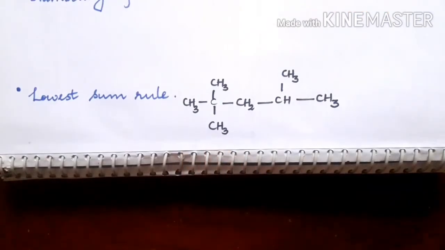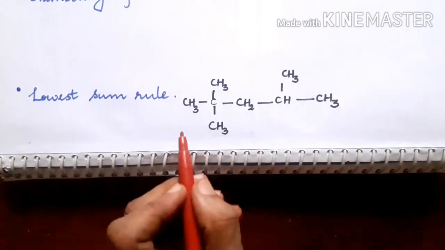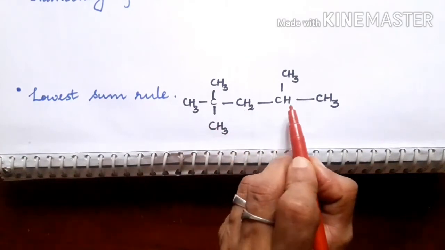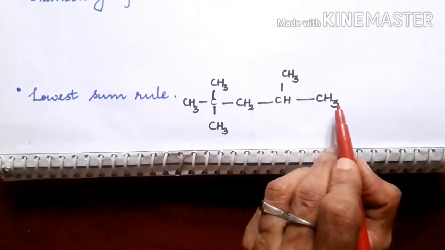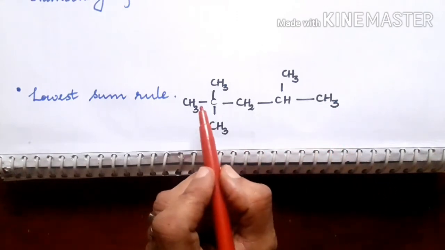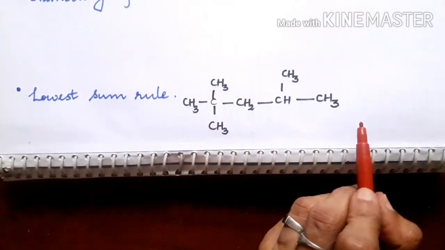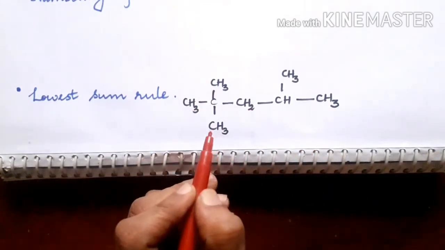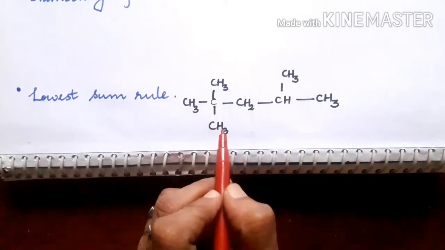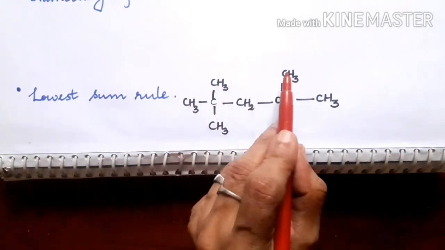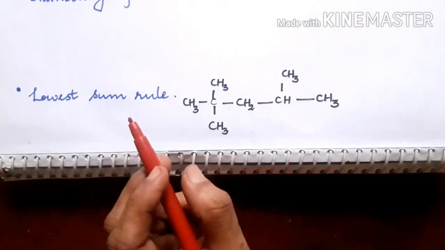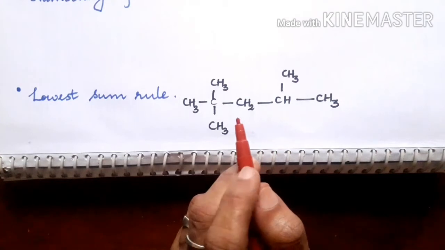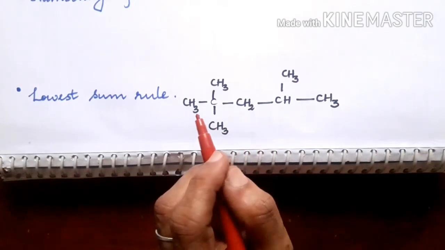Now we shall start naming the next compound. CH3, CH3, CH3, CH2, single bond CH, CH3, single bond CH3. Here you find that there are different chains. 1, 2, 3, 4, 5. First chain. 1, 2, 3. Second chain. 1, 2, 3. Third chain. 1, 2, 3, 4, 5. Fourth chain. So you have to find out which is the chain which has maximum number of substituents. The longest chain is considered.